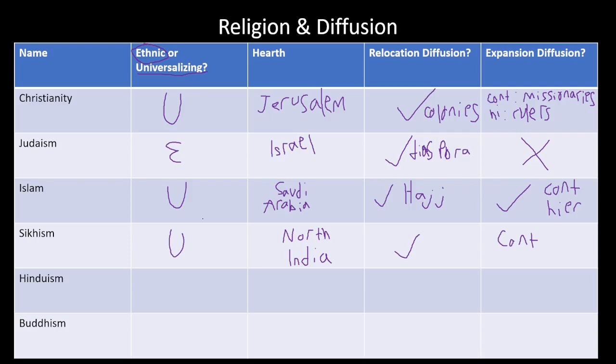What about Hinduism? Well, where's its hearth? Its hearth is in India. Now, has it spread far from India?